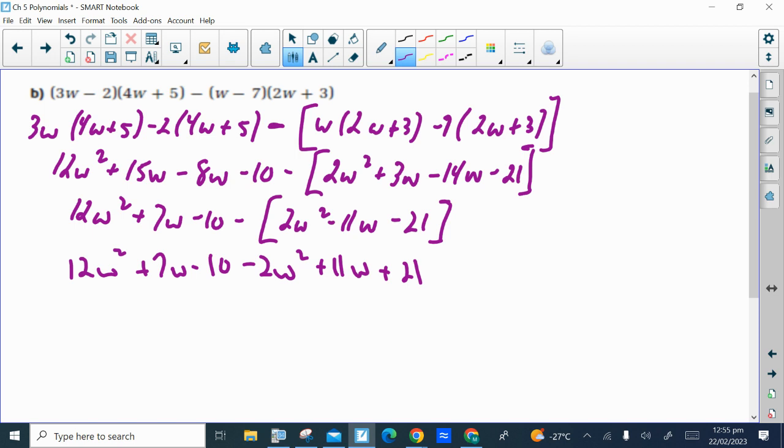Right, and so what I've usually done next is I've usually collected my like terms. I said you don't have to do that. As long as you're careful, you can just go straight to the simplified answer. 12w squared take away 2w squared is 10w squared. 7w plus 11w is positive 18w. And negative 10 plus 21 is positive 11. So there's the final simplified answer.